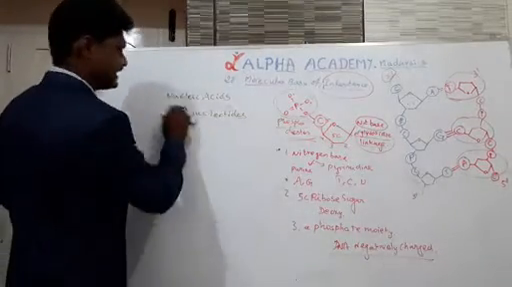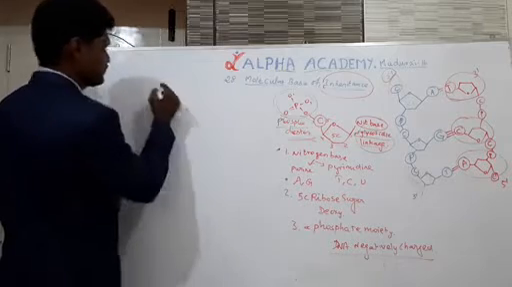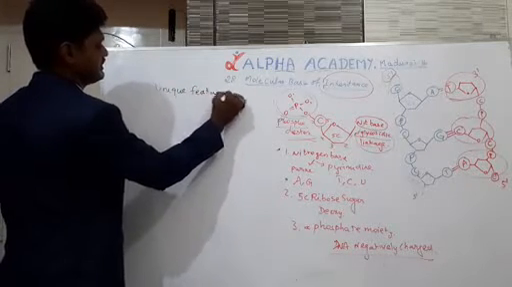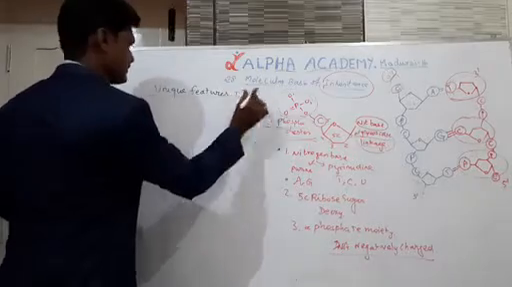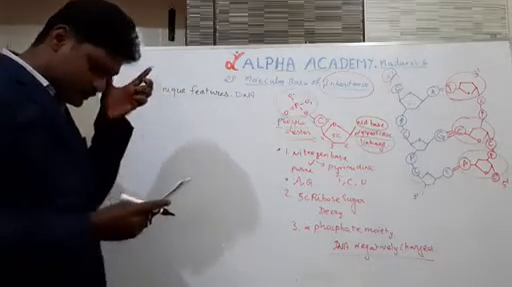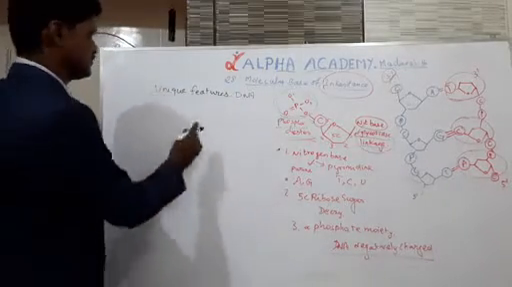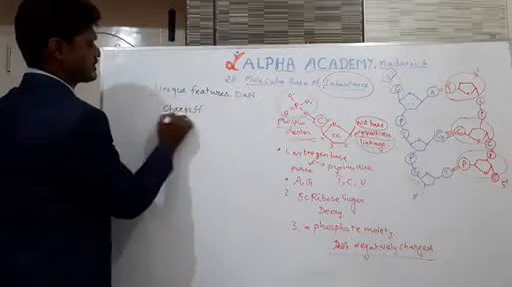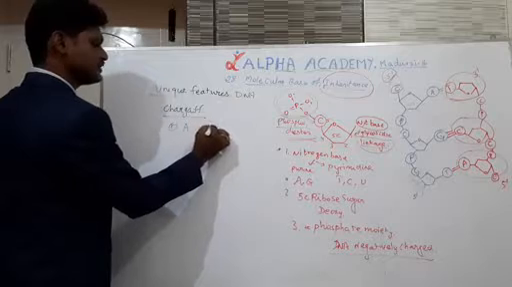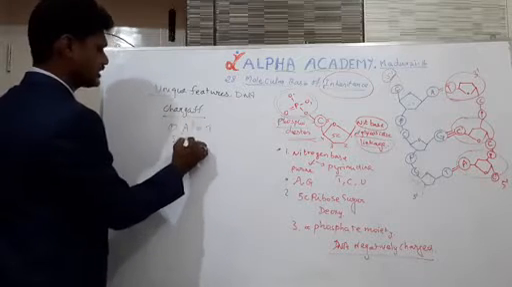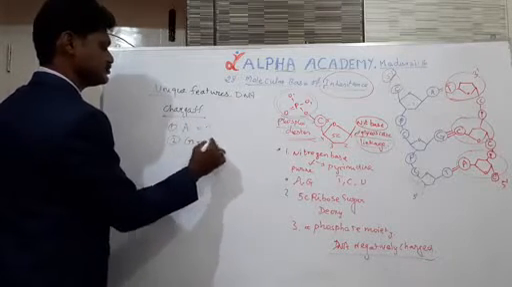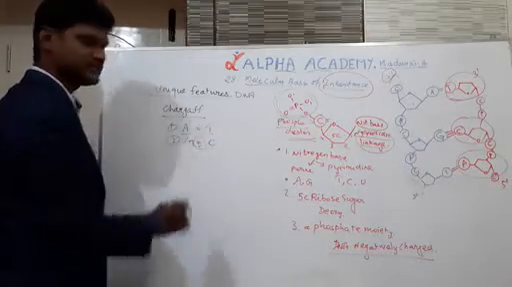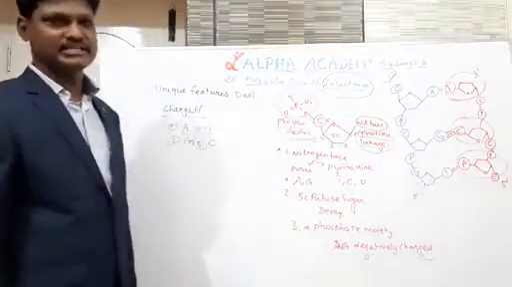Unique features of DNA. First of all, Chargaff's rule. Adenine always pairs with thymine. Guanine always pairs with cytosine. Adenine pairs with thymine by a double hydrogen bond. Guanine pairs with cytosine by a triple hydrogen bond.